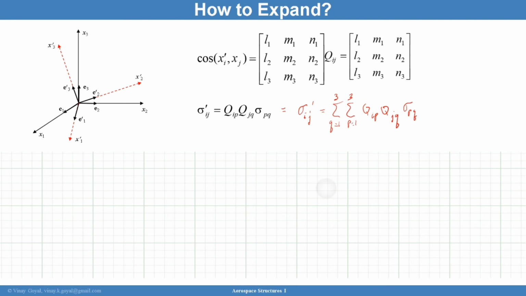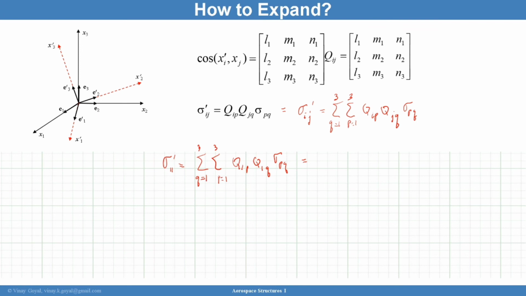And that's fairly simple to do. As an example, I can do sigma 1,1 prime. And sigma 1,1 prime is the summation from q 1 to 3 and p 1 to 3 of Q1p, Q1q times sigma pq. And all I have to do now is do this expansion.